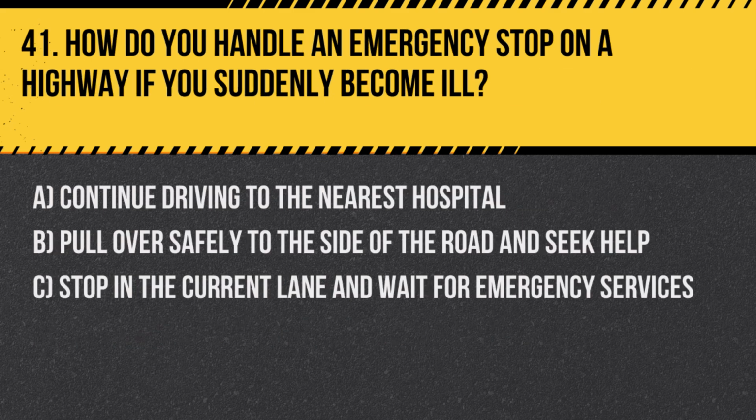Question 41. How do you handle an emergency stop on a highway if you suddenly become ill? A. Continue driving to the nearest hospital. B. Pull over safely to the side of the road and seek help. C. Stop in the current lane and wait for emergency services. Answer: B. Pull over safely to the side of the road and seek help. It's important to get off the road safely if you're unable to drive, and then call for assistance.